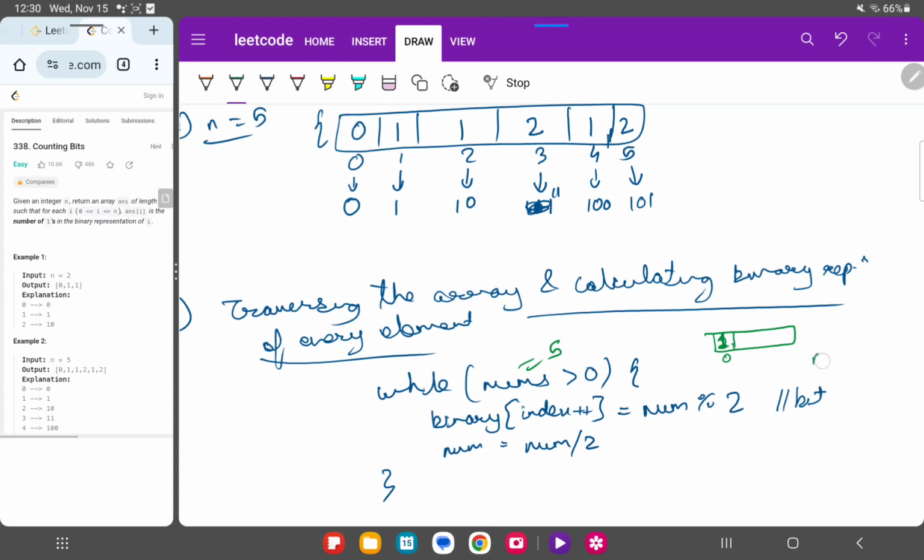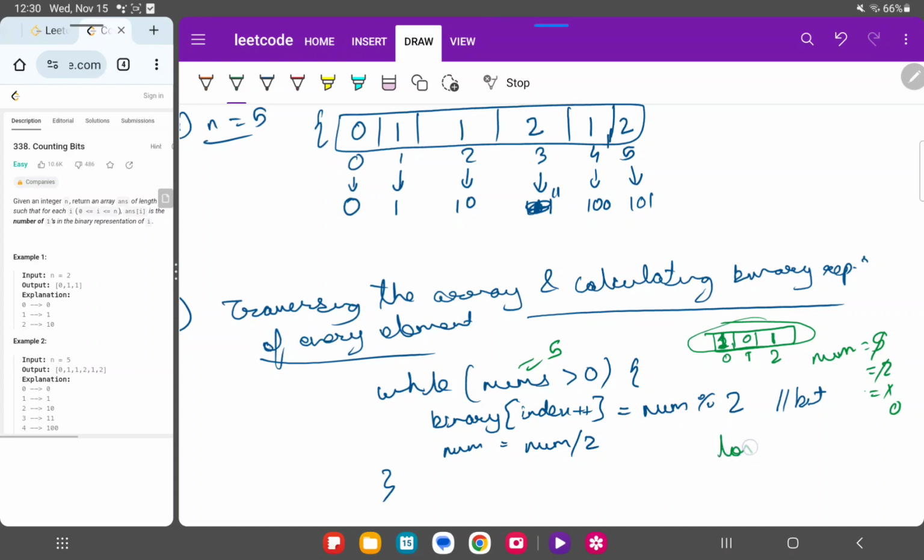Then num, which was 5, is now divided by 2. So integer division by 2 results in 2. 2 modulo 2 gives us 0. So this is the next bit of the 5 representation. Divide this by 2, this gives us 1. So 1 modulo 2 is 1 again, at index 2. So this is the complete binary representation of 5, because num has now become 0 after division by 2, and that is when we stop, and this gives us the binary representation of 5.